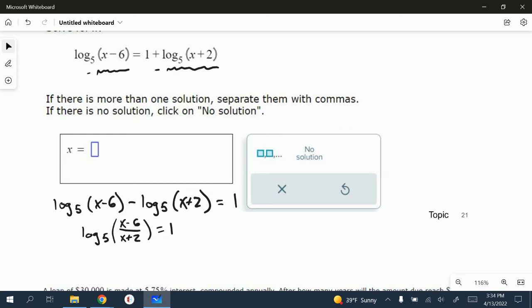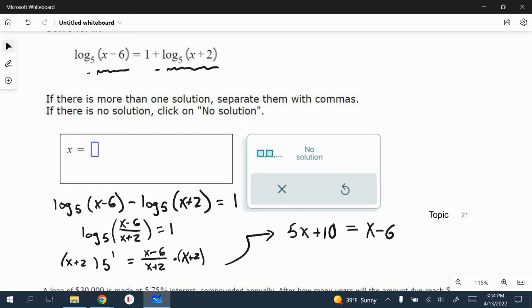And now I can change forms. So I'm going to change it to 5 to the first power, which is, by the way, just 5, equals x minus 6 over x plus 2. And this is something we should be able to solve from here. I'm just going to multiply by x plus 2 on both sides. So these are being multiplied, which means I'll have 5x plus 10 equals x minus 6, which is a two-step equation that you guys can solve. But I know that when I solve, I get x equals negative 4.